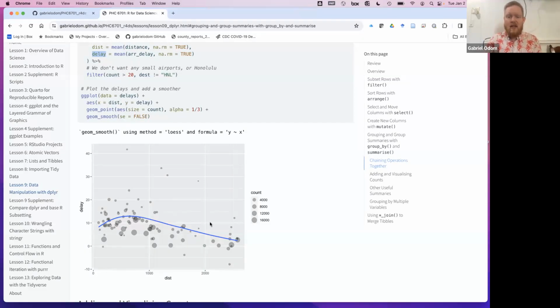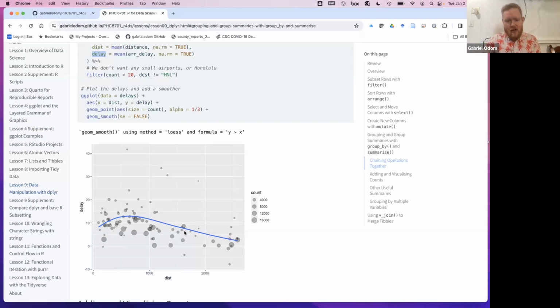So that means that really tiny dots are things that we don't have to spend a whole lot of time working on. We want to drill in and focus more on the larger circles, because that's telling us that these are representative of tens of thousands of flights.